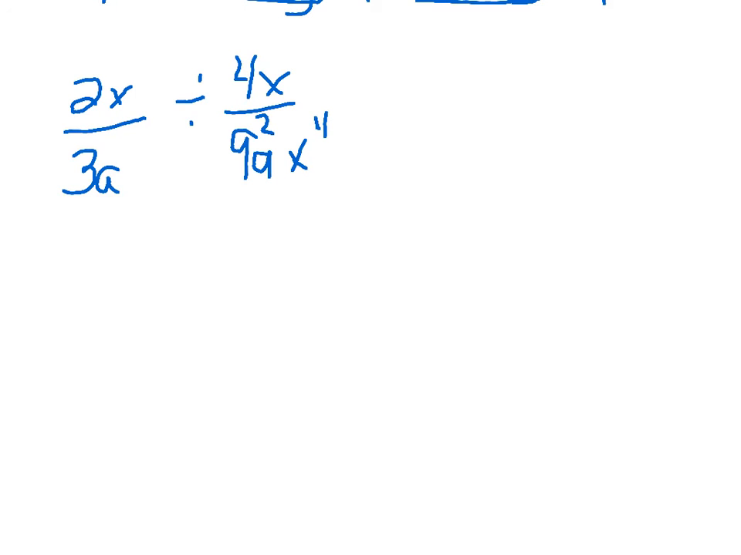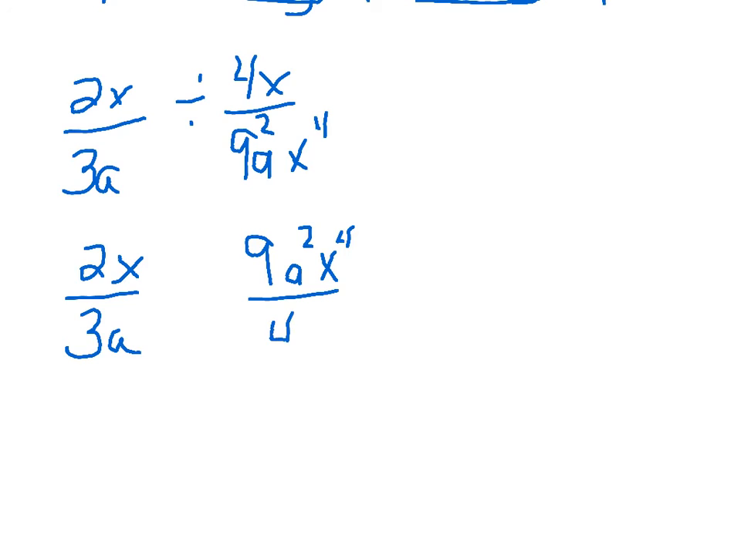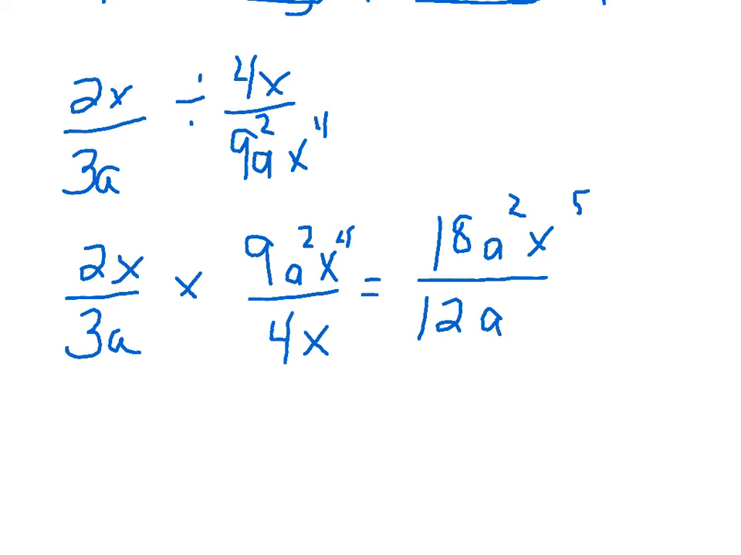Alright, skip, flip, multiply. Copy, flip, and on the bottom we have 4x, and then turn it into multiplying. Tops times tops, 9 times 2, 18, a to the 2nd, x to the 5th. Bottoms times bottoms, 3 times 4 is 12, ax.